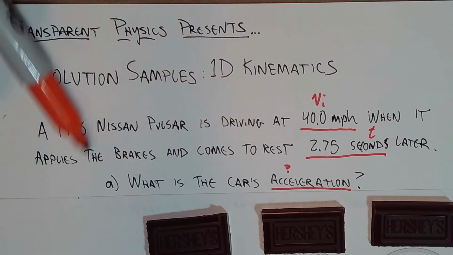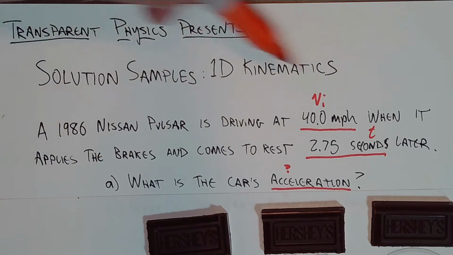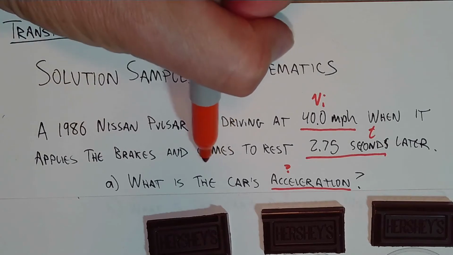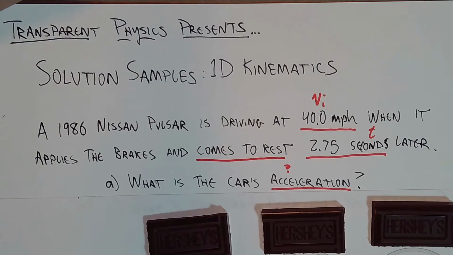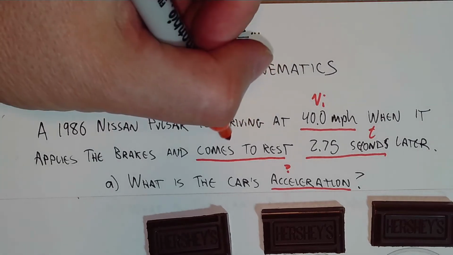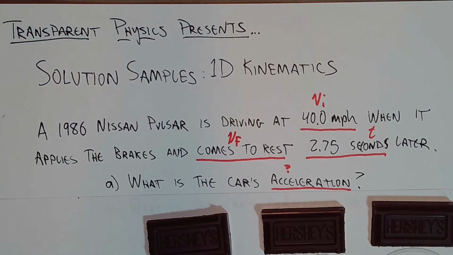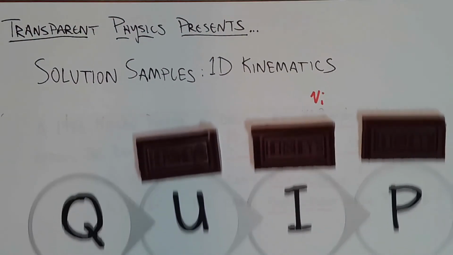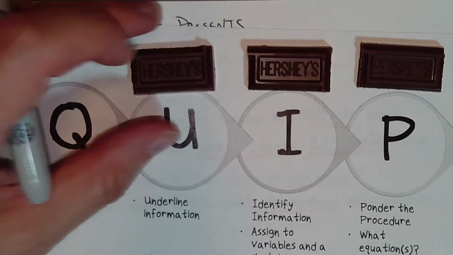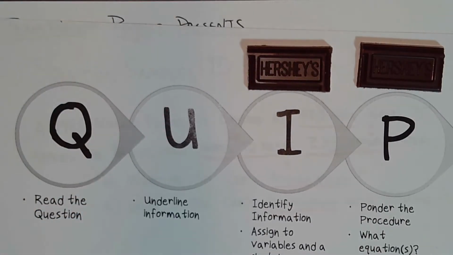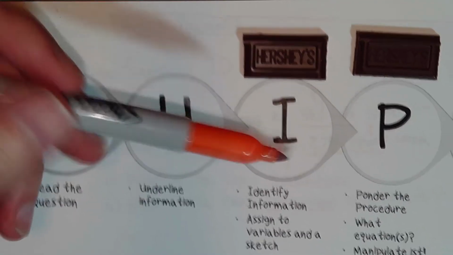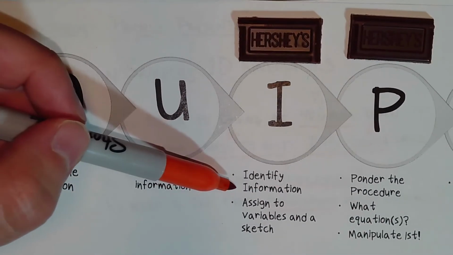And hidden in the text is another piece of information. Again, it says it applies the brakes and comes to rest. So coming to rest is a very classic way of saying, hey, by the way, this object stops. So this is going to be VF. And we have completed stage 2 of QUIPS. We have underlined the information. And while we were doing that, we also started identifying the information.